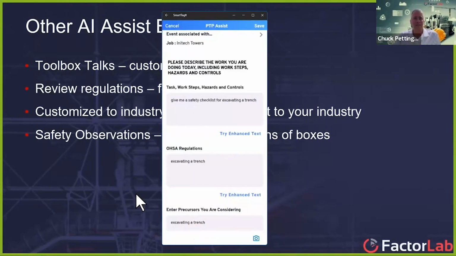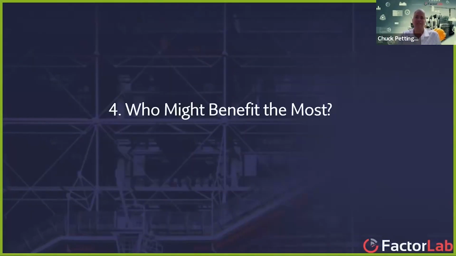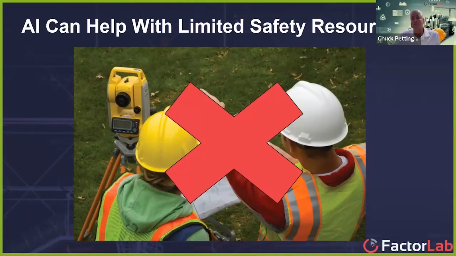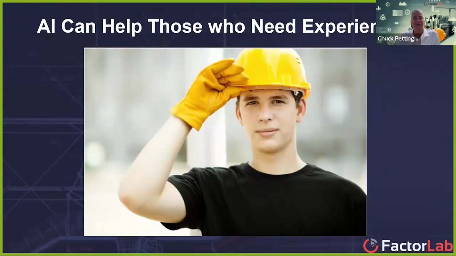That is kind of the AI assist different examples that we have. And if you think about who's going to benefit the most from this, there's a lot, right? AI can help with limited safety resources. Maybe you don't have enough safety people around. It can help with newer organizations that maybe don't have all the resources. Maybe your HR person is doing safety and HR and quality. So this might help out with some of the newer organizations that don't quite have their staff built out yet. Can help out with people that need experience. We're trying to get more and more people to get out there and get their feet wet. This can help facilitate that conversation.